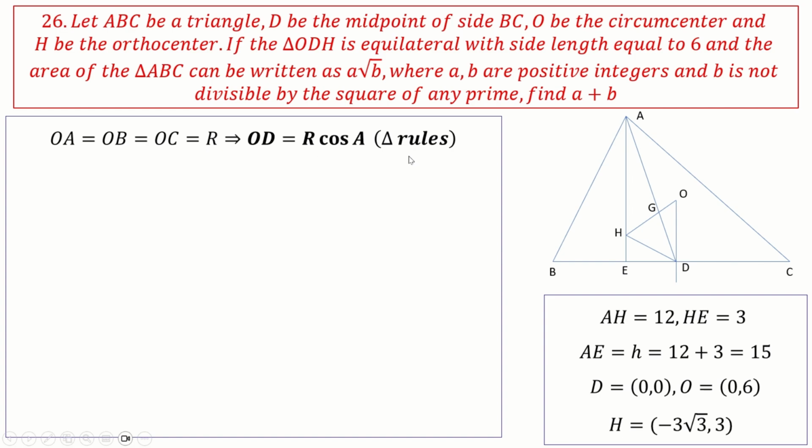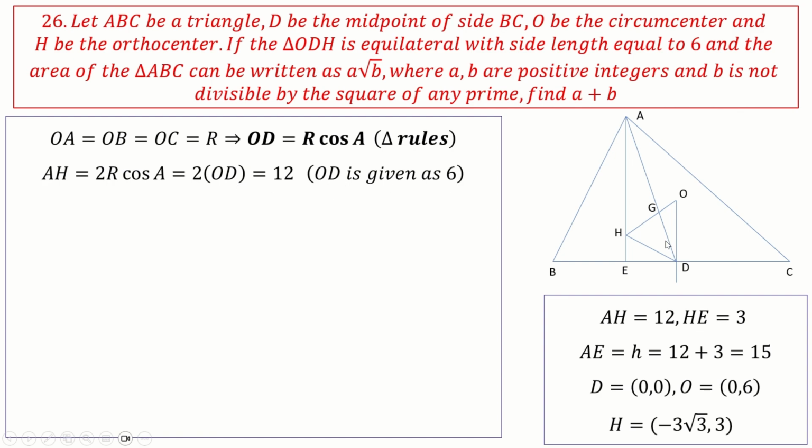Now this is one important triangle rule you should remember: OD is equal to R cos A. Another important thing is AH equals 2 times R cos A, that means AH is 2 times OD. This you should know. Once you know this, the problem is moderately easy, I don't say it's easy. AH equals 2R cos A, which is 2 times OD, that is 12.